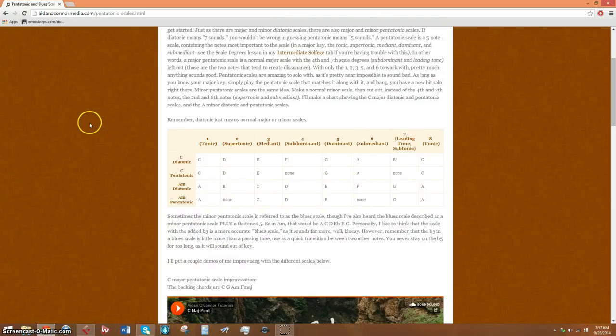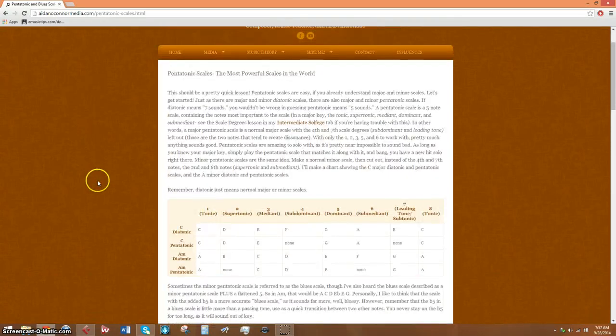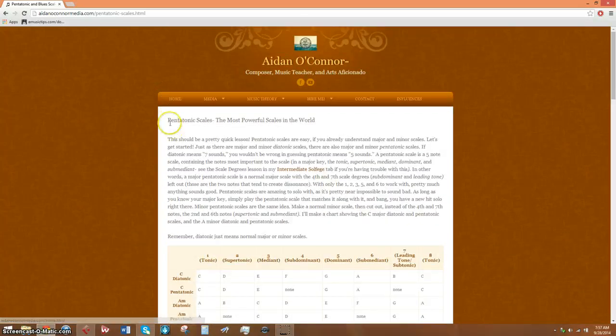Hey guys, I'm going to outline for you, hopefully relatively quickly, the concept of pentatonic scales, which I have named the most powerful scales in the world. I call them that because they are extremely versatile in that you can use them in just about any melodic genre that focuses on tonal harmony. I use them all the time when I'm improvising on guitar and piano, in jazz, blues, rock, acoustic stuff, pretty much everything. They're pretty cool.